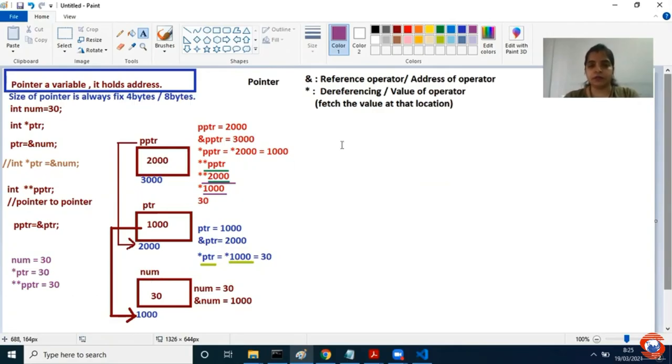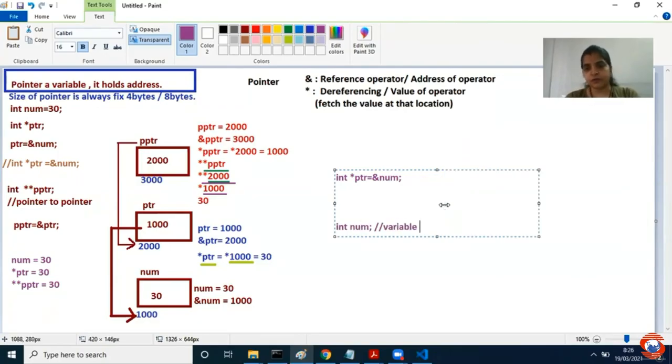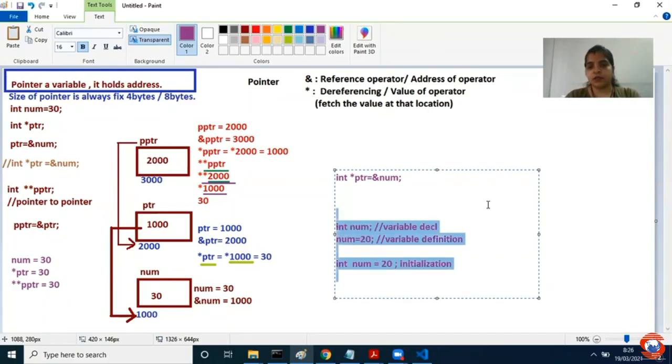All right. Now, someone has asked me, integer pointer PTR is equal to num, ये नहीं समझ में आया. Let me explain. If I write integer num, is it a variable declaration or definition? It's just a declaration. Num is equal to 20. What is it? Is it a variable declaration or definition? I'll say it is a definition. Can I combine these two statements by writing integer num is equal to 20? इसको हम क्या बोलते हैं? Initialization. Good. यहाँ तक समझ में आया?